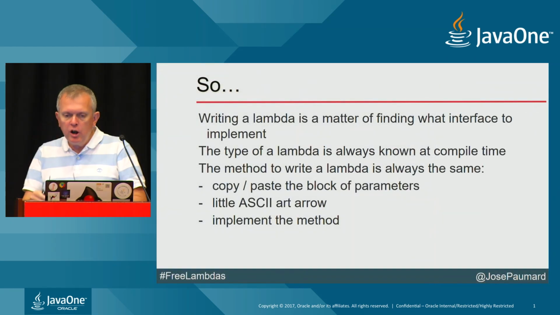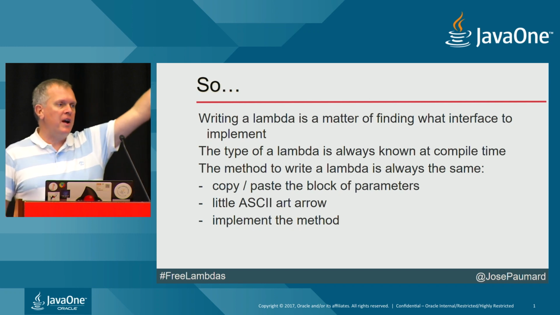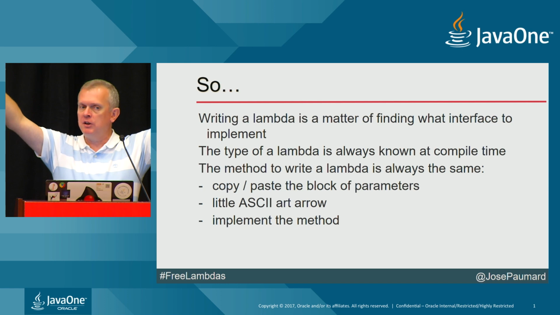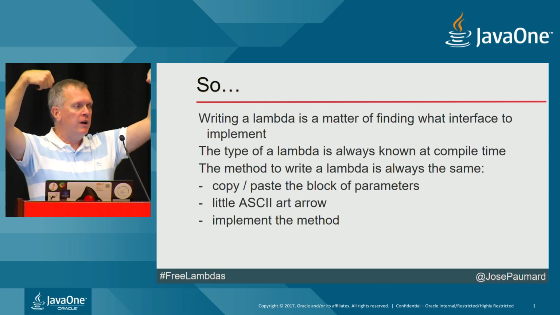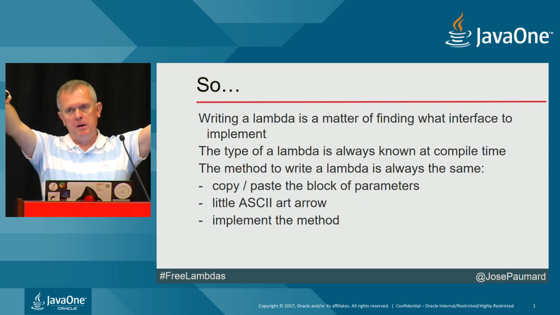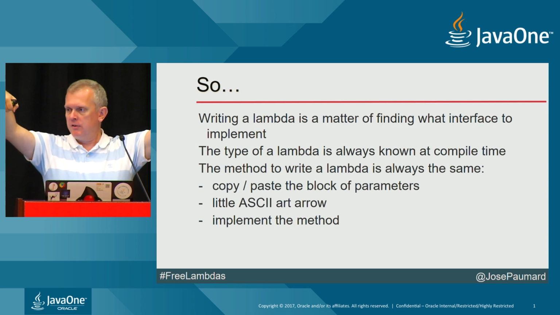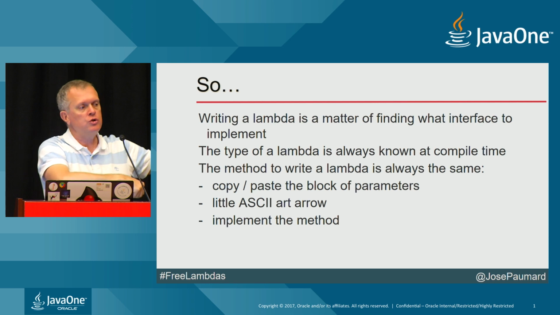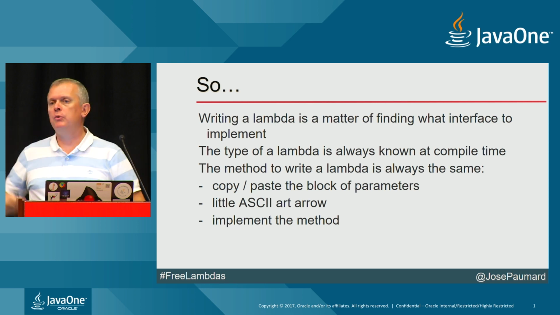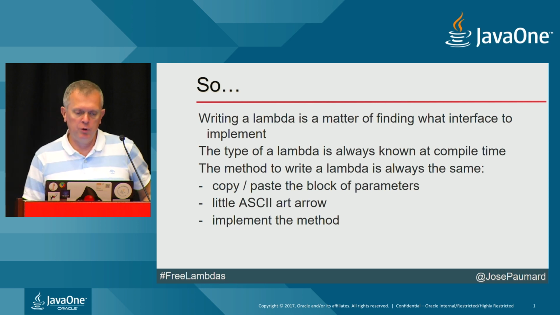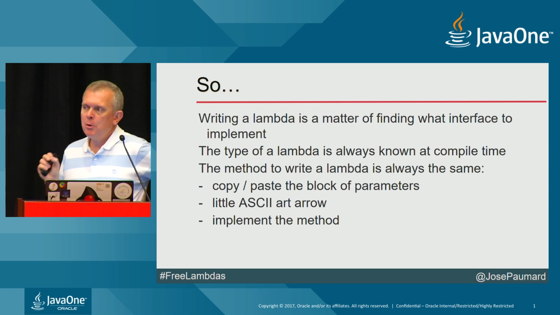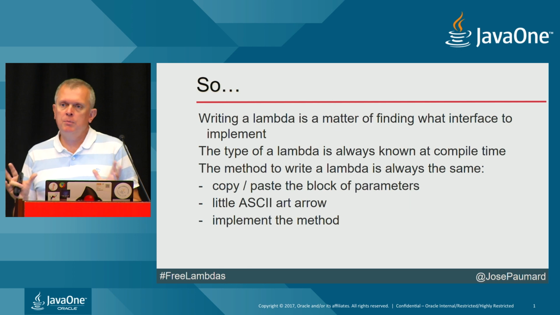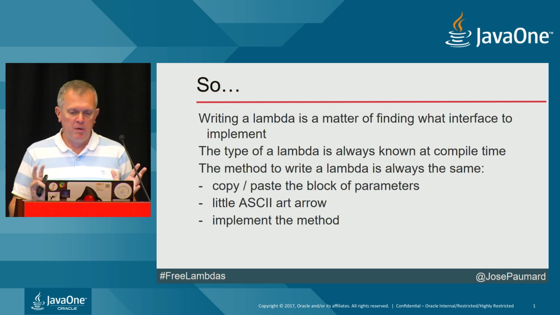So, writing a lambda in a nutshell is a matter of finding what functional interface I am implementing, and in that interface to identify which method I am implementing. And when I have identified that, it's a matter of taking the block of parameters, understanding what should be returned, and being smart and putting the right code in the body of the method. So basically a lambda is just a method that I can pass as a parameter in my code, in my application.